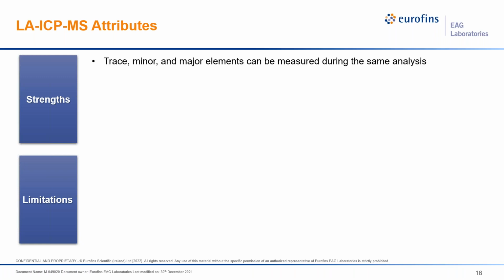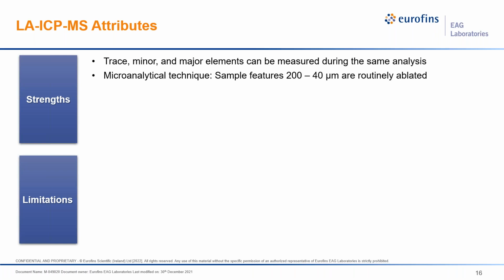So a major strength of laser ablation MS is that you can do everything from trace through minor through major elements in the same analysis. Quadrupole mass specs typically have a pretty high dynamic range and introducing a really small amount of sample material, so you can do quite a bit in the same analysis. As I mentioned earlier, this is a microanalytical technique. Here at EAG, we routinely target sample features like defects or inclusions between 200 and 40 microns in size. We can go lower, but these are sort of the most common range of targets that we deal with here.